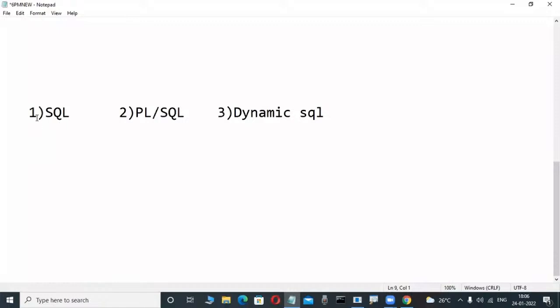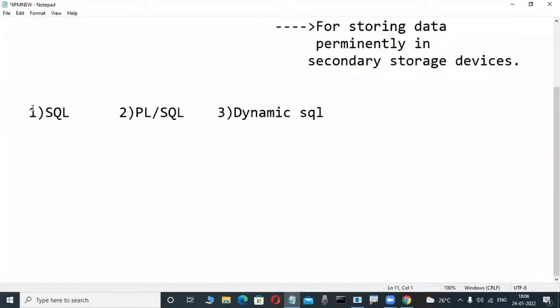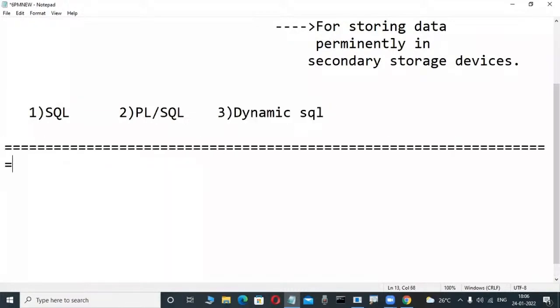For operating that data model's products, we are using SQL. But for the Oracle database product, if you want to operate it, we use three languages: one is SQL, another one is PLSQL, another one is dynamic SQL. Up to this point, we learned in the previous classes.